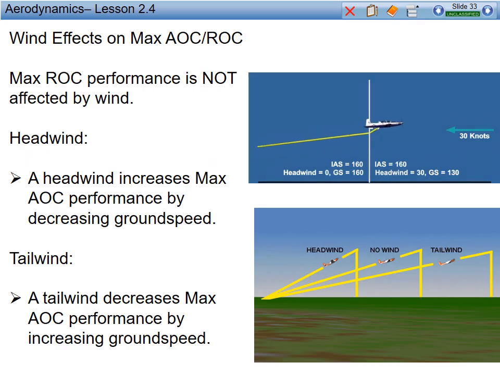Wind effects on maximum angle of climb and rate of climb. Rate of climb performance is not affected by wind. The vertical velocity of the airplane will not be affected if you are flying at your LD max angle of attack and velocity. The angle of climb will be increased, but the rate at which you are climbing will remain constant.